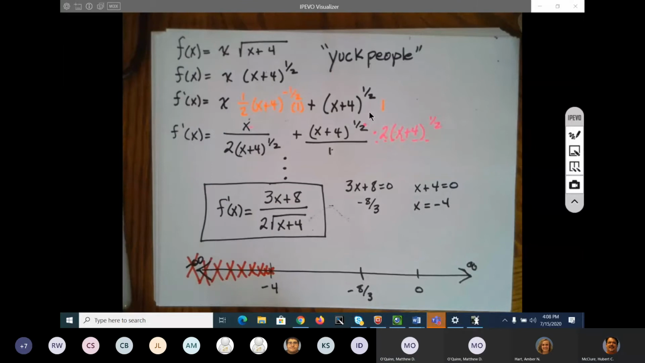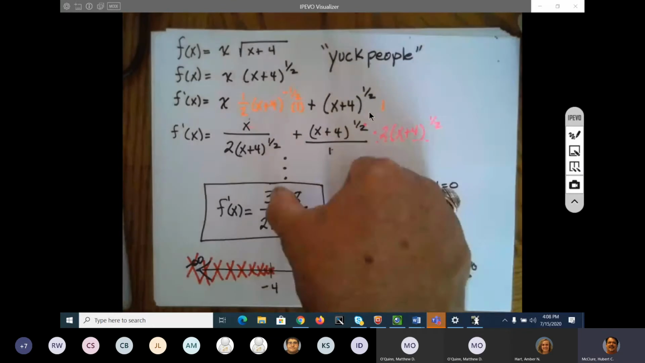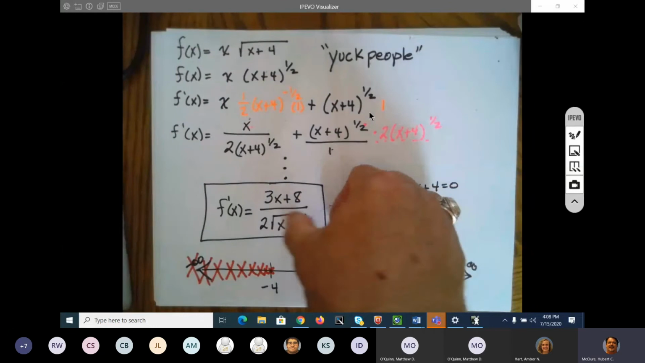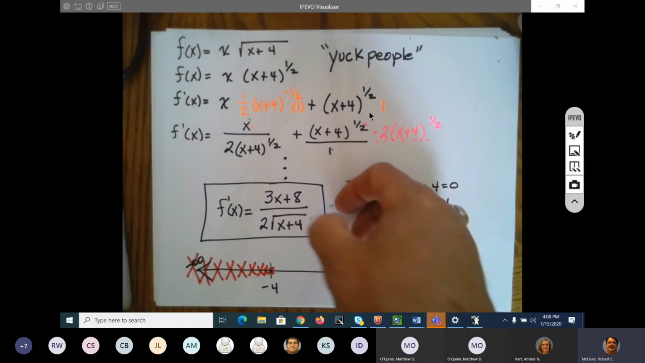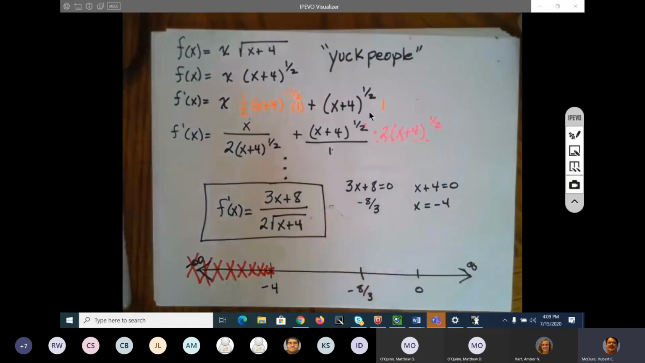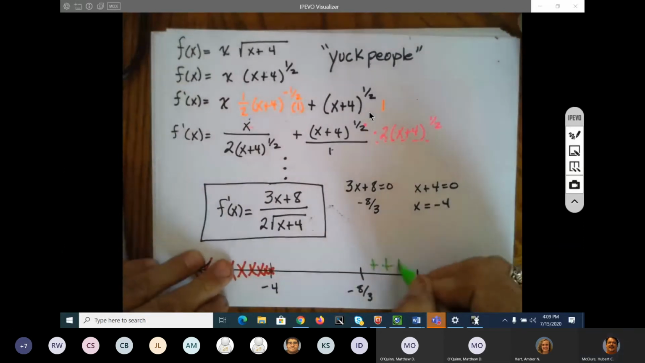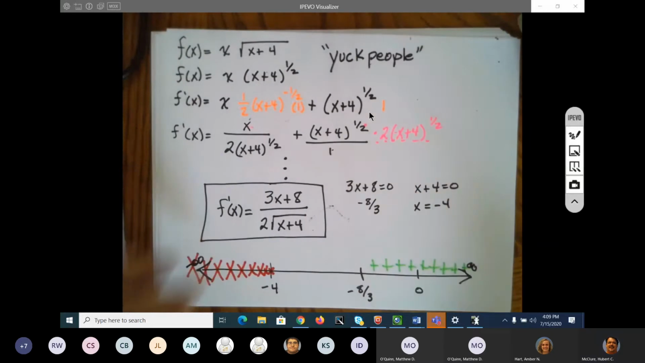Okay, so pick a point. Let's go ahead and do 0. Plug in 0. You get 8 up here, you get a positive down here. So what do you get when you plug in 0? You get positives. That's right, class. And I forgot to highlight my critical value.